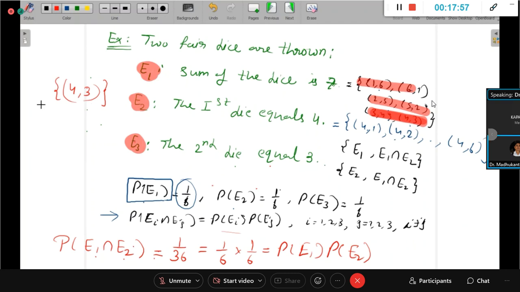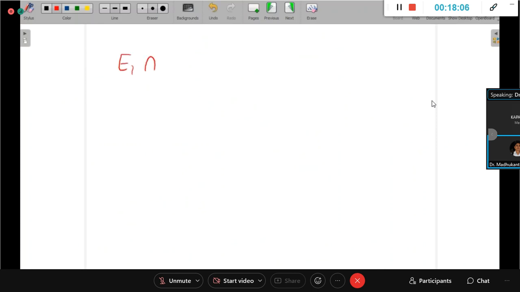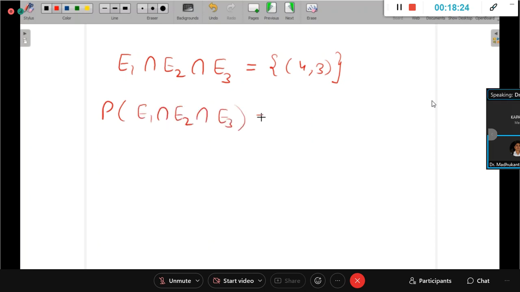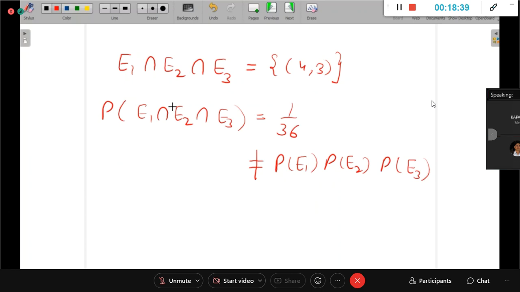So E1 intersection E2 intersection E3 is nothing but 1 by 36. Sorry, that 4, 3 only. Okay, I just want to state this here. If you look at E1 and E2 and E3, that equals the pair 4, 3, sum 7. First die shows 4, second die shows 3. So probability of E1 intersection E2 intersection E3 is equal to 1 by 36. But that is not equal to probability of E1 times probability of E2 times probability of E3.